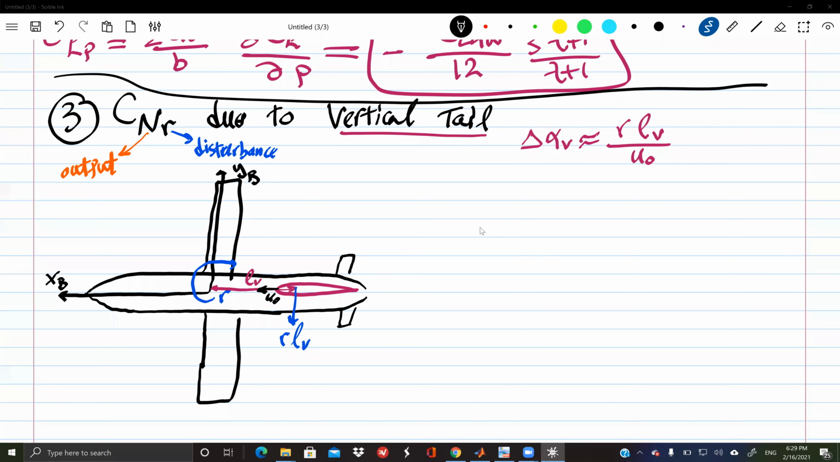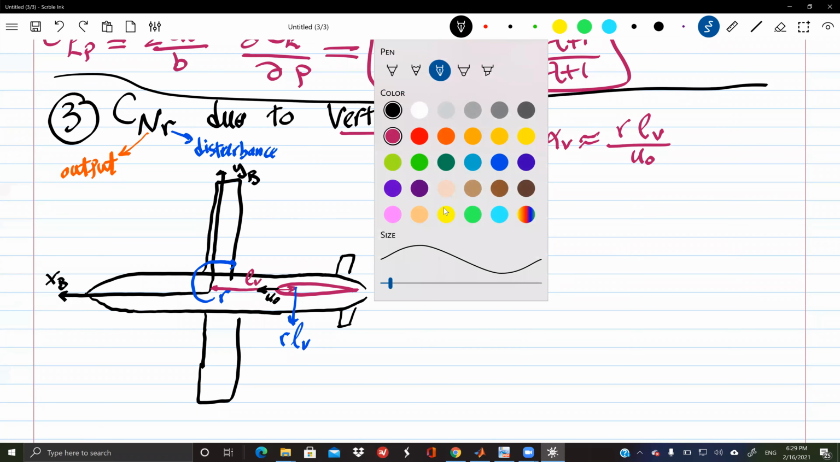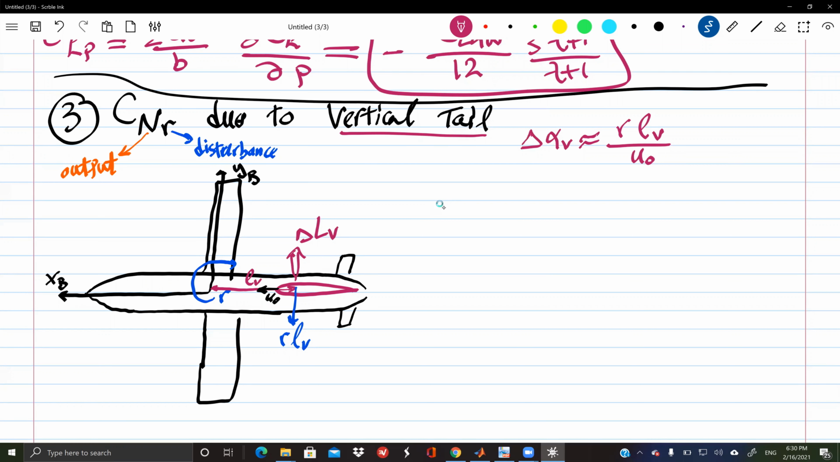So let's see. Any question about delta alpha V? Delta alpha will, if the surface changes the angle of attack, give me a change in the force. I keep saying that you get the effect of the disturbance on the surface under concern. And now you ask yourself about the output, because sometimes the output is not what you think. Here, the output is natural. What's the output? It's the yaw moment.